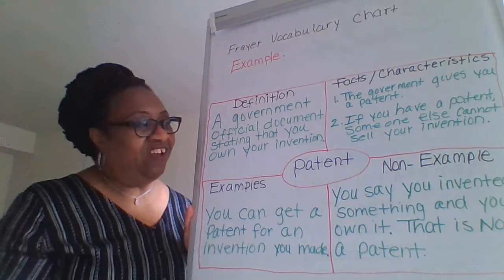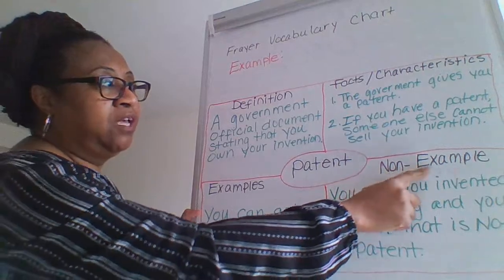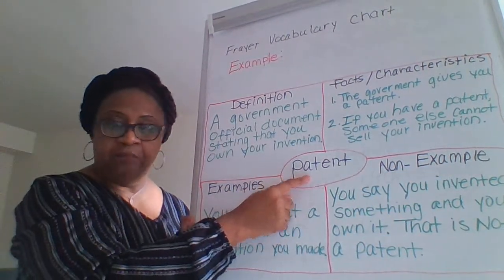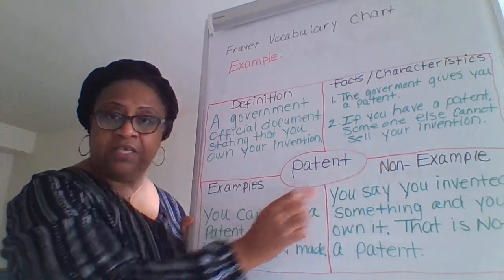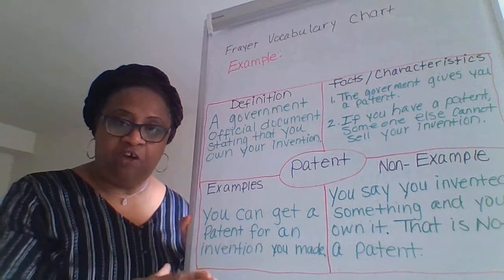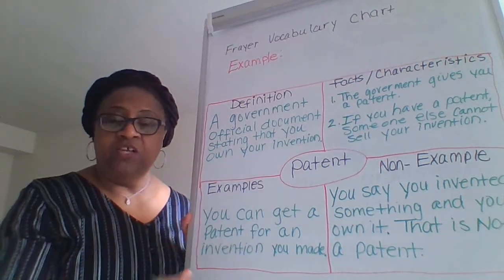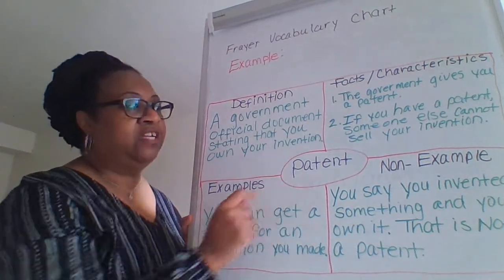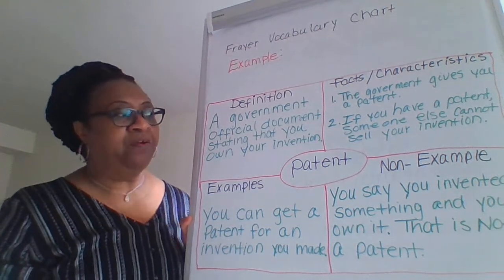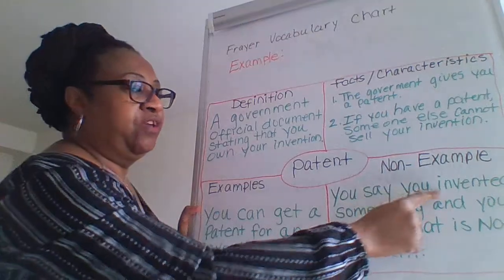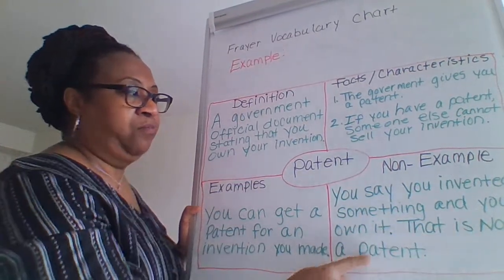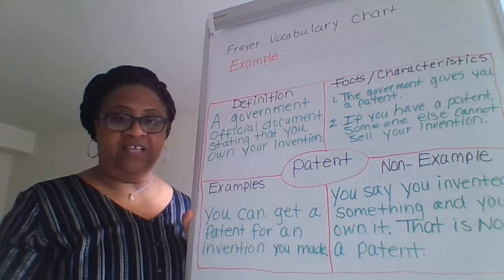Okay? Now, let's look at the last box that says non example. What is a non example of a patent? When we look at this box, non example just means the opposite of what this word is. So, what would be a non example of a patent? Okay, let's see what I put. You say you invented something and you own it. That is not a patent. Is that true?